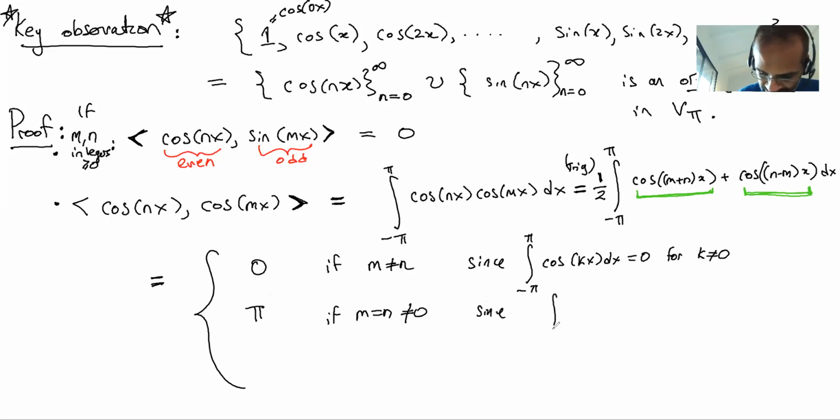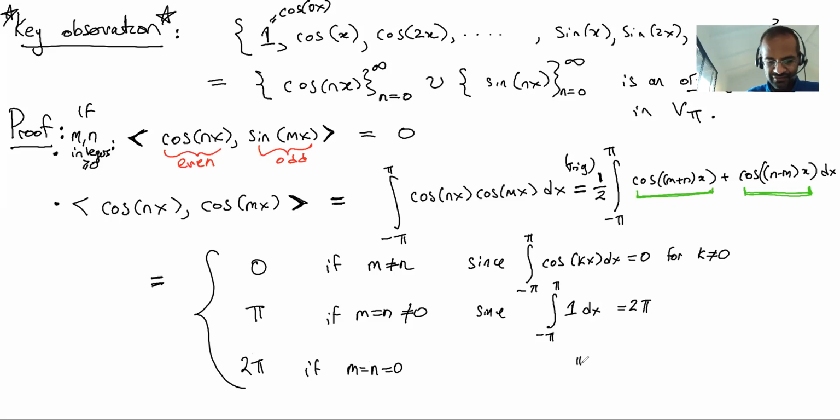And this is since the integral from minus pi to pi of 1 dx equals, sorry, equals 2 pi, and there's a half in front of the whole thing, right? So we're just paying attention to these two green terms. And then finally, the last case is it's 2 pi if m equals n equals 0. Again, for the same reason, but now both the terms are equal to cosine 0x, right? If m and n are both 0. And so you get twice.